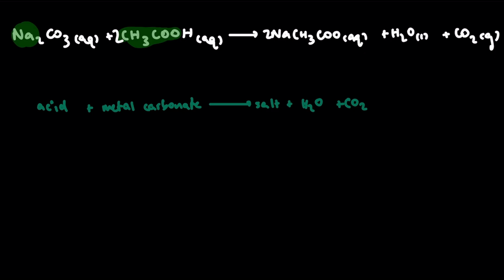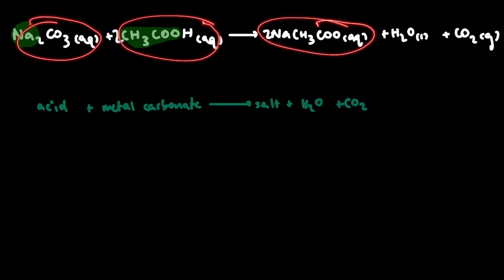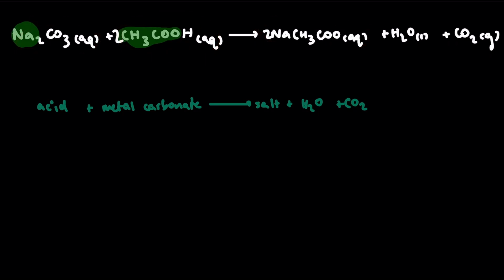Now I'm going to split up all the molecules into their ionic forms. So everything that's aqueous, which is the sodium carbonate, the acetic acid, as well as the sodium acetate, I'm going to split them up into their ions. So the sodium carbonate, you can split up into Na plus and carbonate. However, just remember, you need to have 2 of these sodiums because there is a 2 next to the sodium.